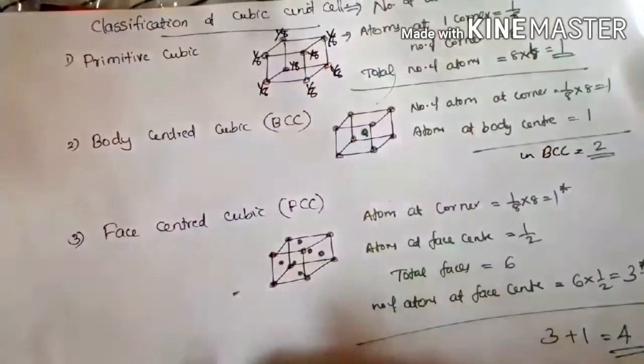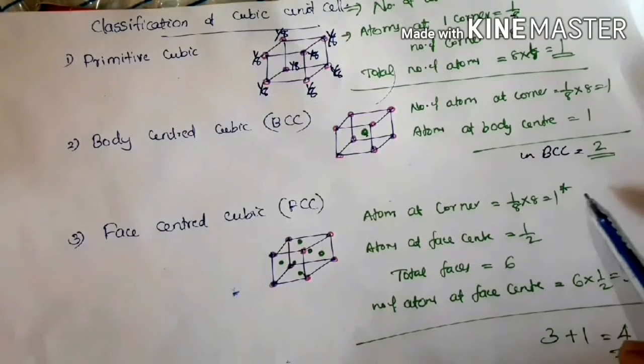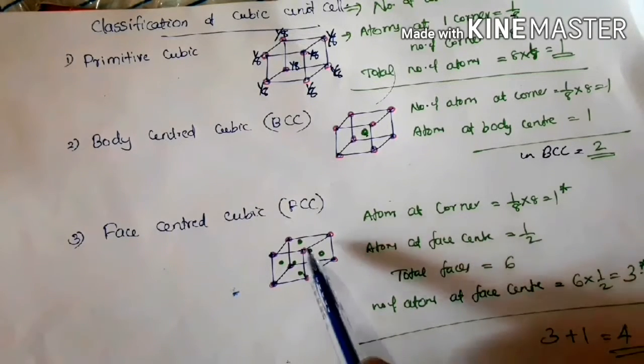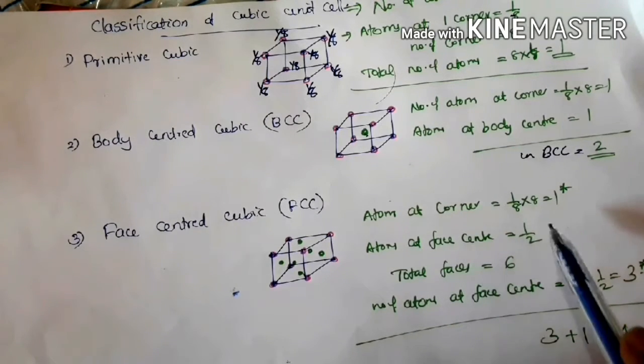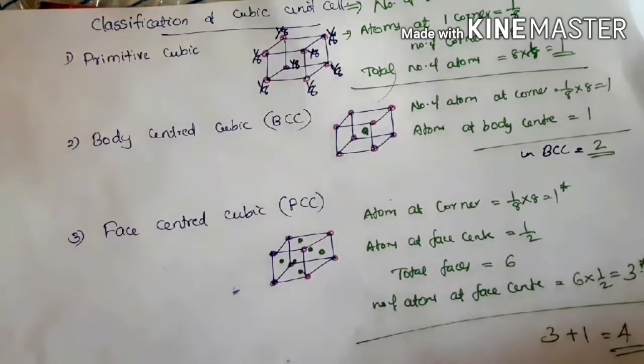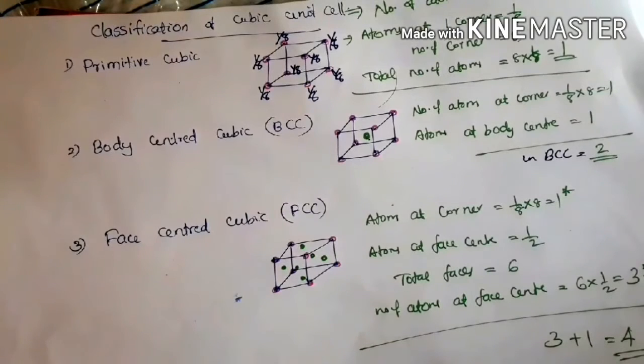Understood? Next is face-centered cube. Face-centered has atoms at the corners as in all cases, and atoms at the face centers. An atom at a face center is shared by 2 cells. Therefore, its contribution is 1 by 2. Also remember, there are 6 faces for a cube.